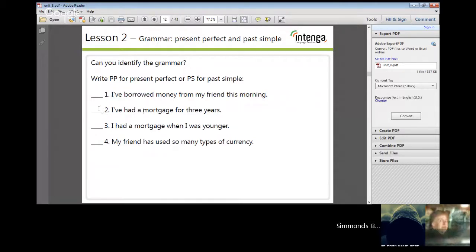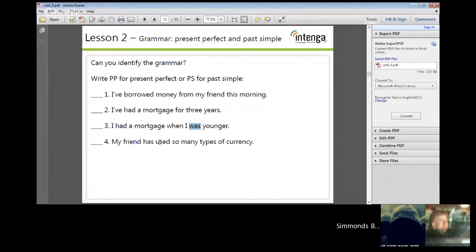Okay, I've had a mortgage for 3 years. PP. Very good. I had a mortgage when I was younger. PS. Good, because we just have had here, and also here is another verb in the past simple. Even though it's not 10 years ago or something like that, it's when I was younger. I'm not young anymore. That time's finished. So that's why we're using the past simple.